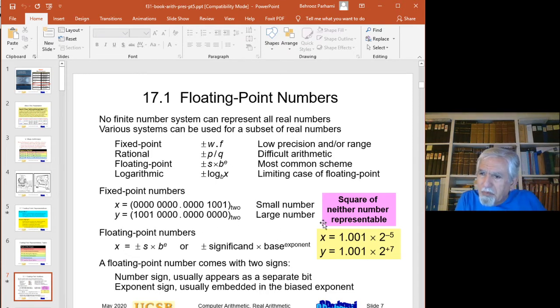It's a 16-bit number. So 1.001, just slightly greater than 1, is the significand, times 2 to the power minus 5. And the second number is 1.001 times 2 to the plus 7. Notice that the significand happens to be the same for these two. This is a very small number because the exponent is negative. This is a large number because the exponent is positive.